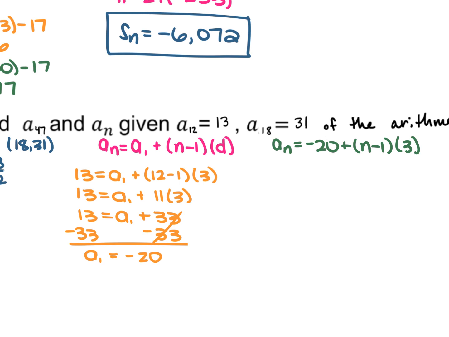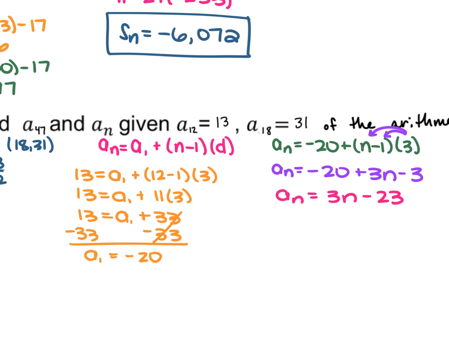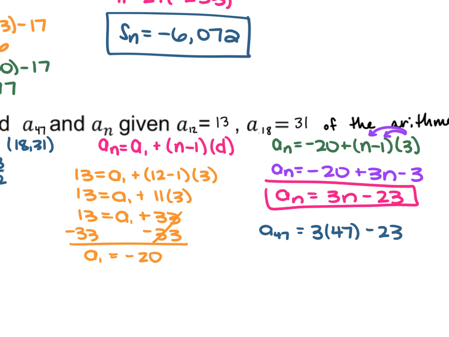So if you were to simplify this to get a sub n, you would distribute in that 3 to your n minus 1 to get negative 20 plus 3n minus 3, which would then give you a sub n is equal to 3n minus 23. That is part of your answer that it's asking you for. The last thing you're going to find is a sub 47, so the 47th term. So you're just going to plug in the 47 in for n and simplify. The 3 times 47 minus 23 should give you 118 for your 47th term.